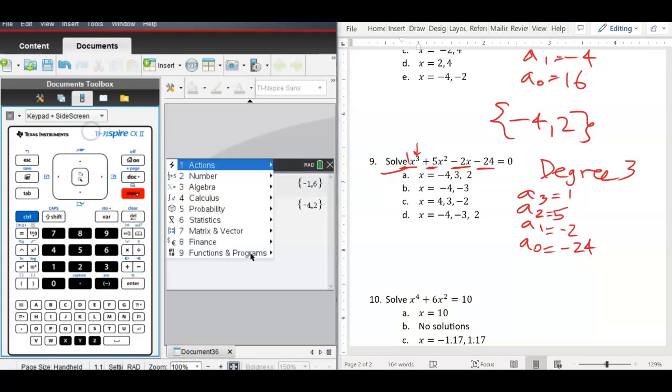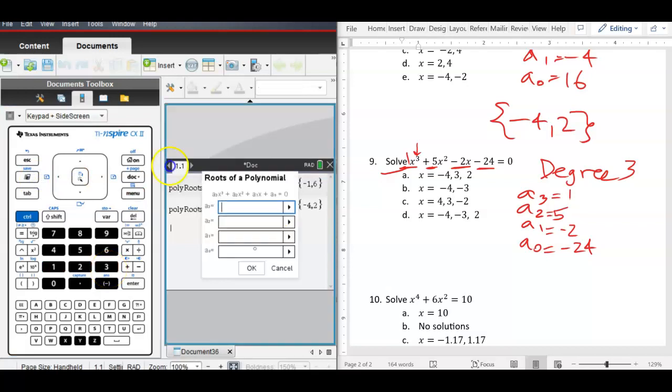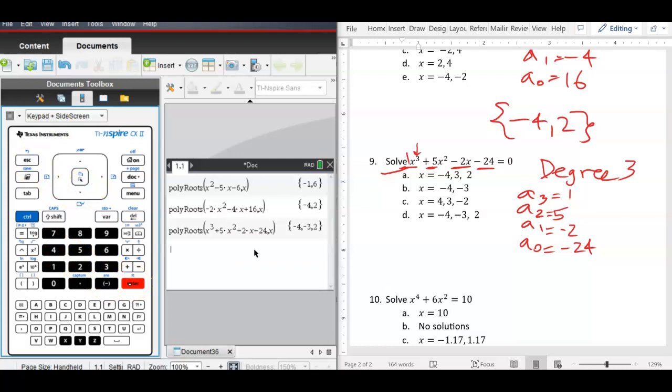Once again, menu 331, but we change the degree to 3 before we hit enter, and we type the stuff in. 1, 5, negative 2, negative 24, hit enter, enter, enter. I get -4, -3, +2. My best answer is D.